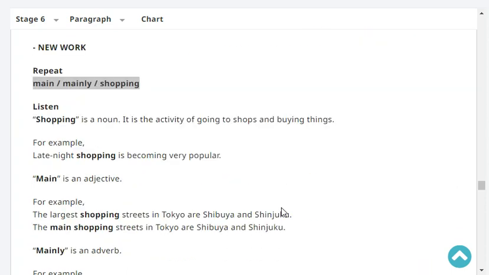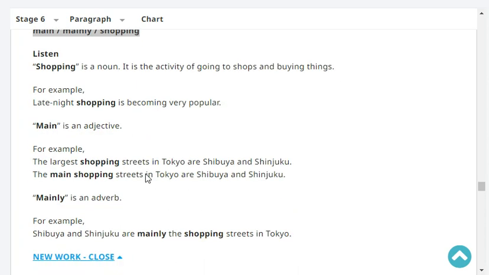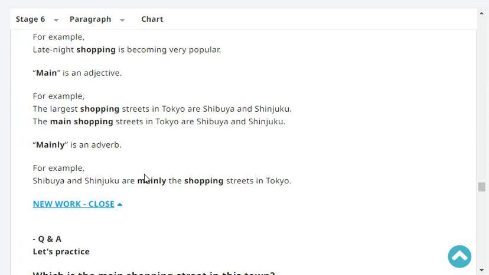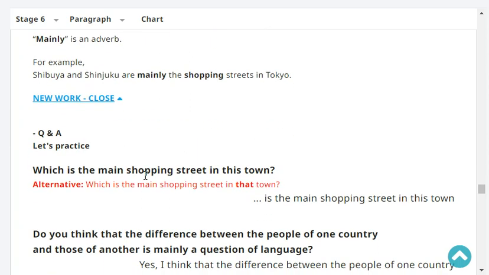It is the activity of going to shops and buying things. For example, late night shopping is becoming very popular. Main is an adjective. For example, the largest shopping street in Tokyo are Shibuya and Shinjuku. Or we can say the main shopping street in Tokyo are Shibuya and Shinjuku. Mainly is an adverb. For example, Shibuya and Shinjuku are mainly the shopping streets in Tokyo.